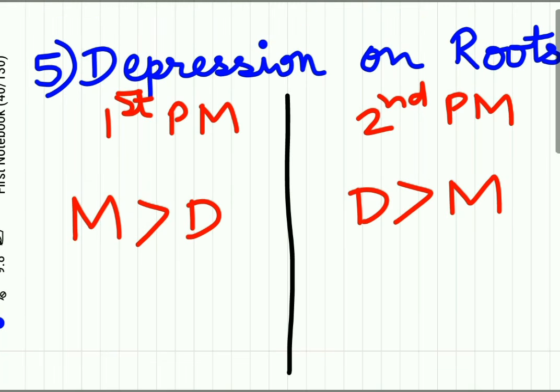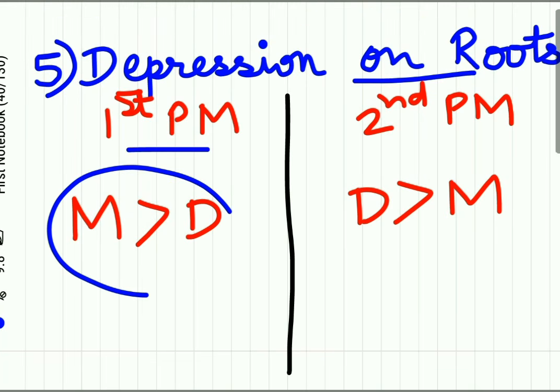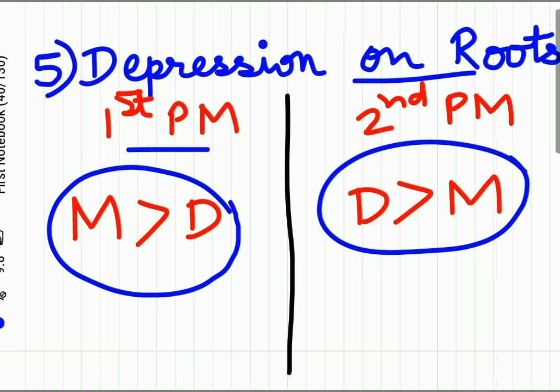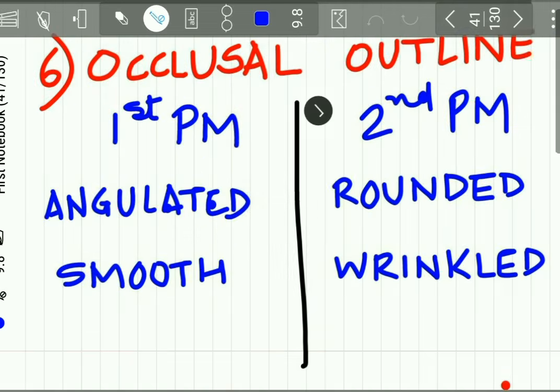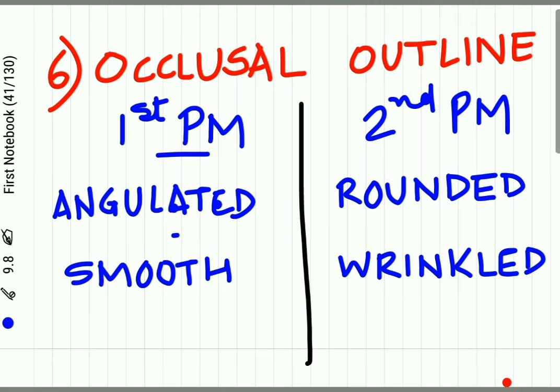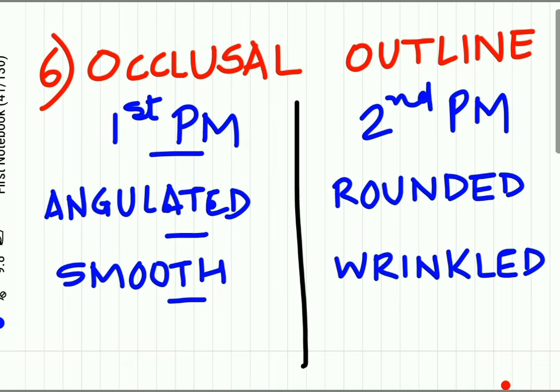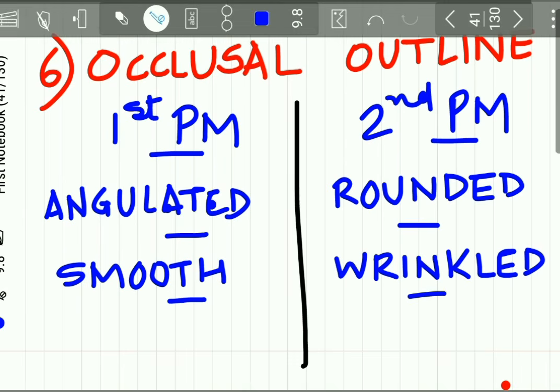Now, the depression of roots. On the first premolar, on the mesial aspect of the root, the depression is deeper than the distal aspect, while the opposite is true in the case of the second premolar. The occlusal outline of the first premolar is angulated and smooth, while in the second premolar it is rounded, and due to the presence of numerous supplemental grooves, it also appears to be wrinkled.